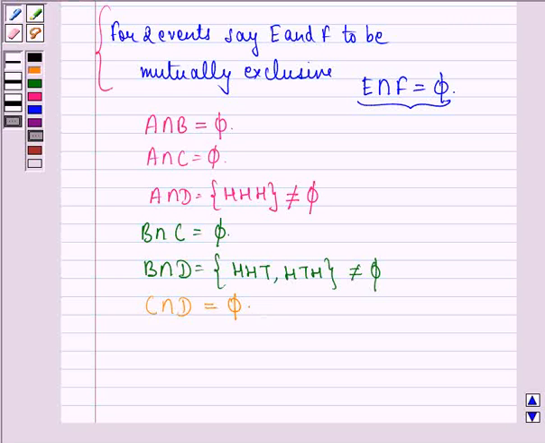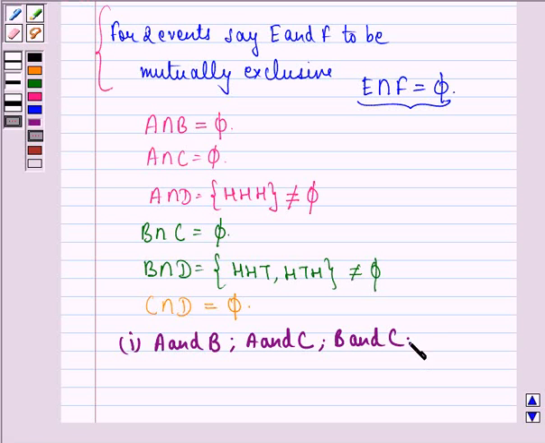So we can say that the answer to the first part of the question is A and B, A and C, B and C, C and D. They are all mutually exclusive because A intersection B is phi, A intersection C is phi, B intersection C is phi and C intersection D is phi.